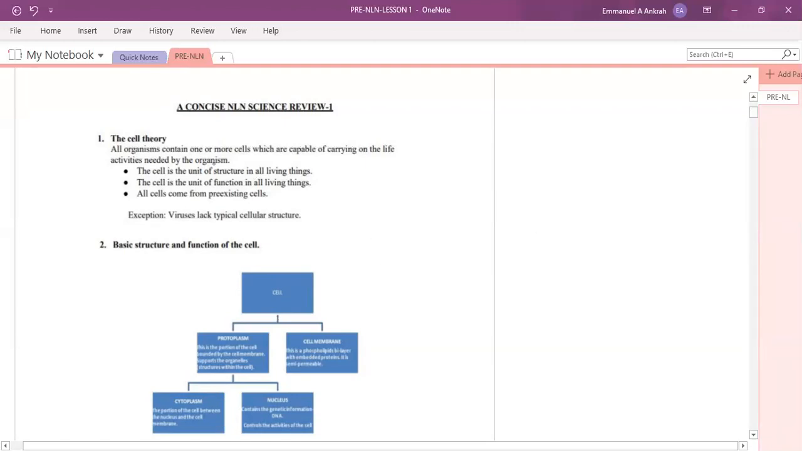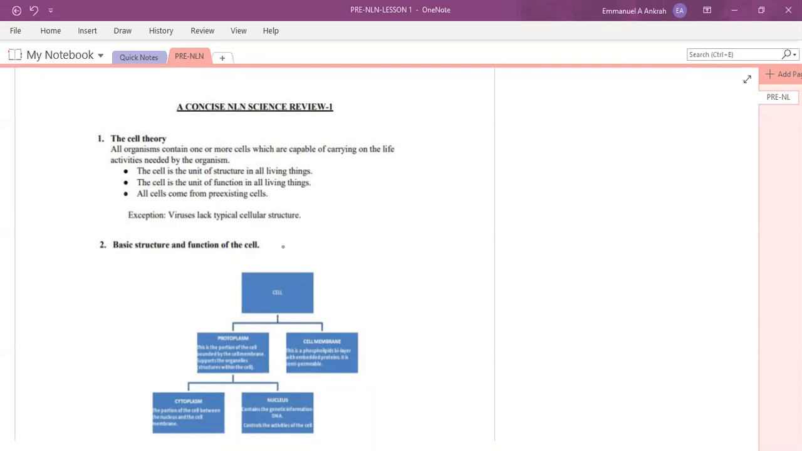So basically, we say that all organisms contain one or more cells which are capable of carrying out life activities needed by the organism. So the cell is the unit of structure in all living things. The cell is the unit of function of all living things. And all cells come from pre-existing cells. That is what is called the cell theory. One exception is the virus. A virus lacks the typical cell structure. So a virus is not a cell. It's just a particle, not a cell.